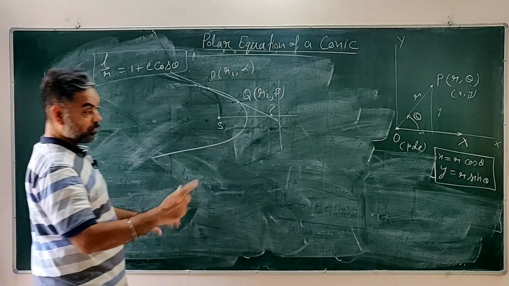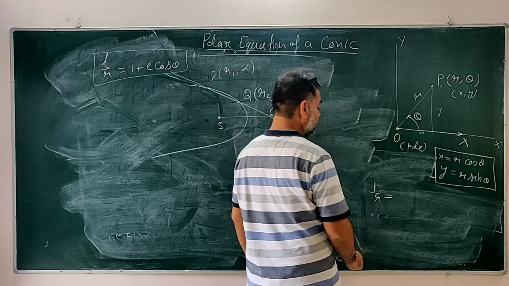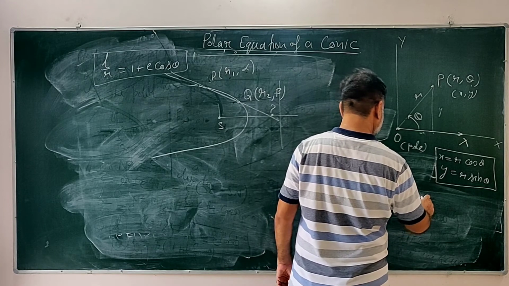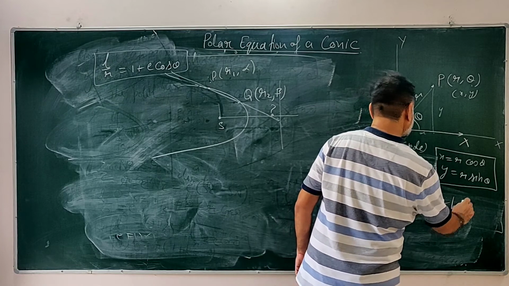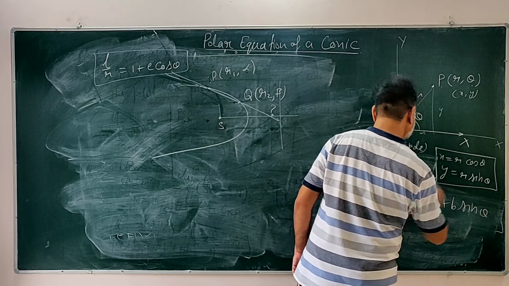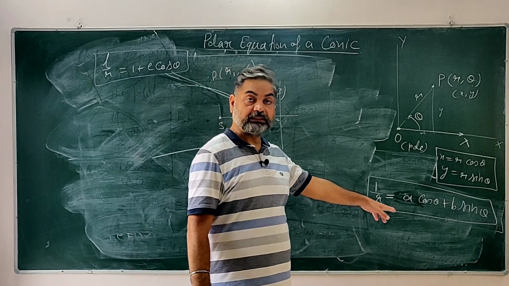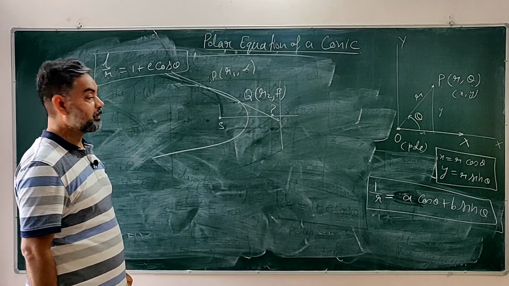The equation of any line in polar form we have already discussed. Equation of any straight line in polar form can be written as 1 over r is equal to a cos theta plus b sin theta.